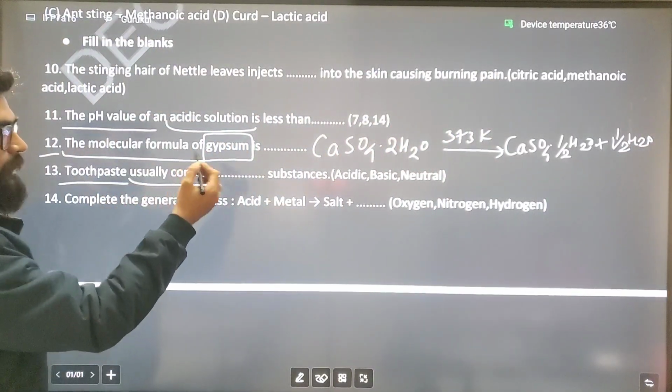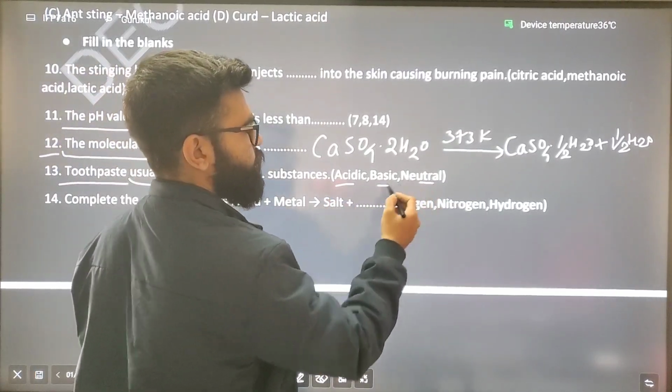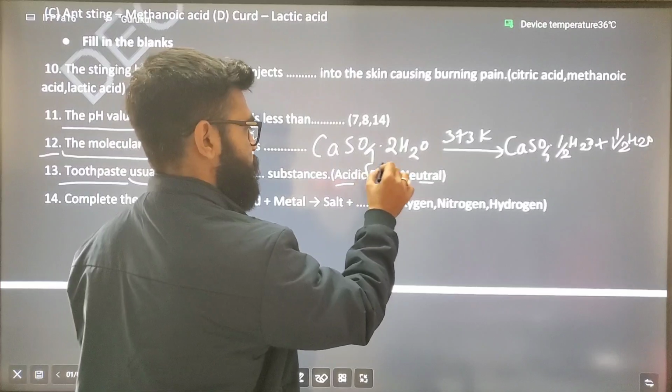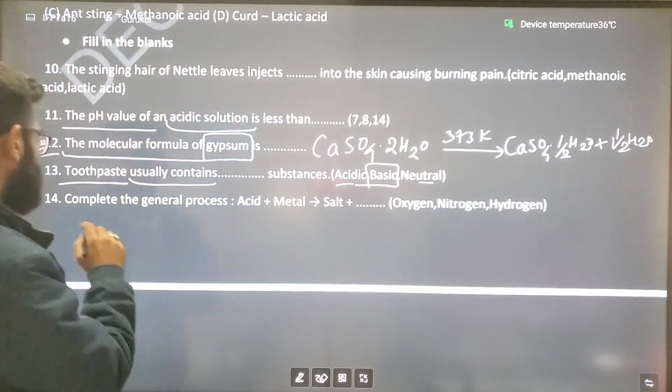Toothpaste usually contains dash substances. Most of the students know the answer: acidic, basic or neutral. The answer is basic. Why? To neutralize the acid in your mouth.